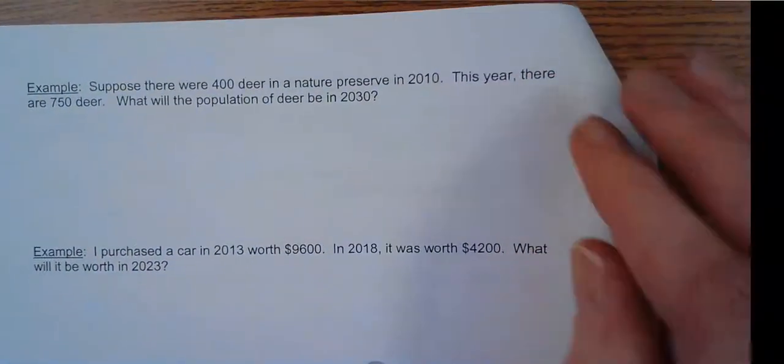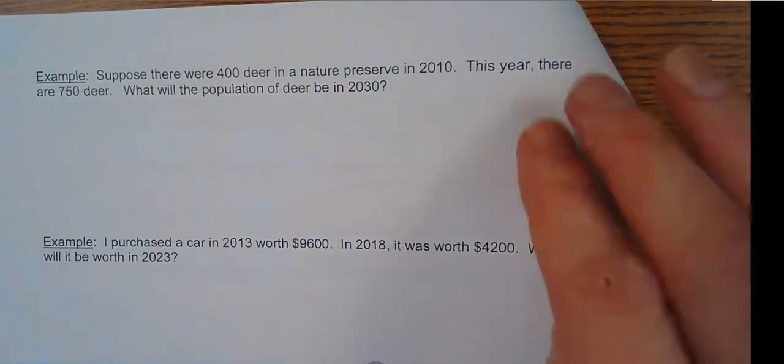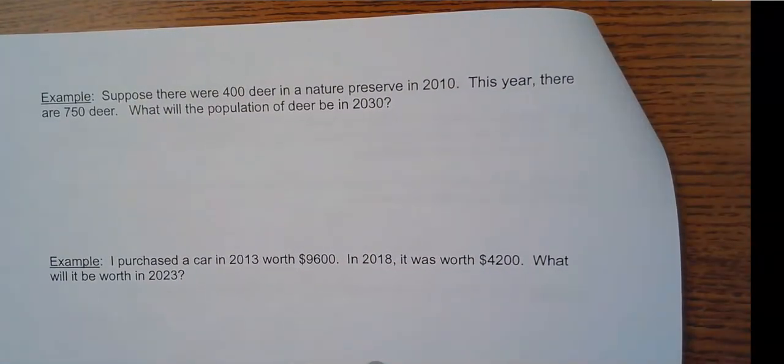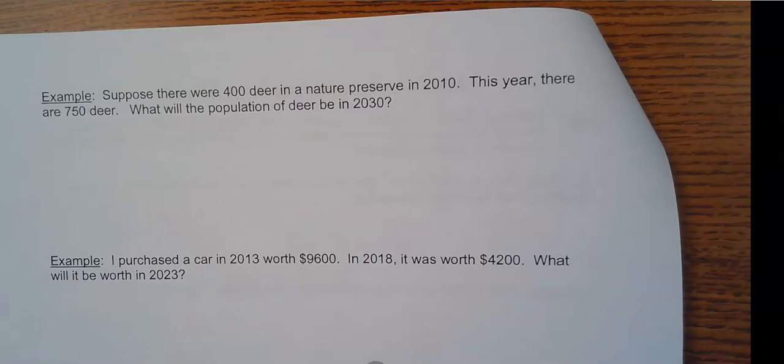Now on the back side, we've got some application problems. So how can I do this? Suppose there's 400 deer in some nature preserve in 2010, and then this year, 2021, there are 750 deer. So what is the deer population in 2030?